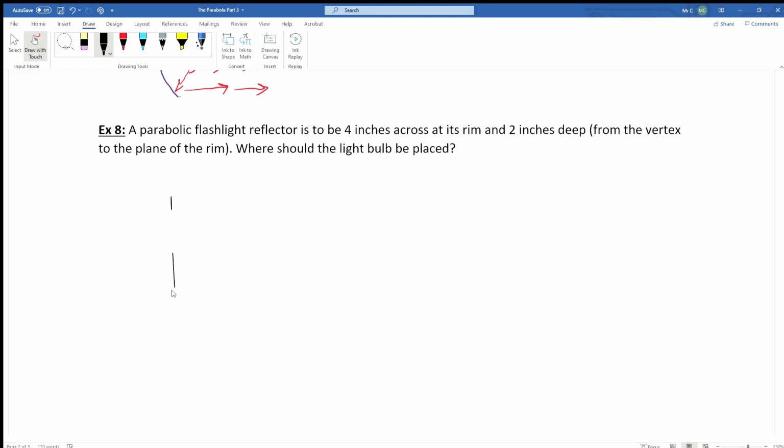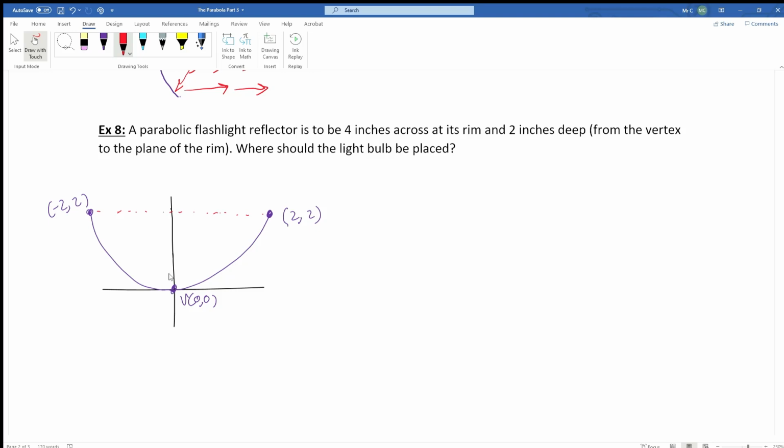So the sensible thing to do here is to make our work as easy as possible and to center or place the vertex at (0, 0), facing up. We'll give ourselves the easiest version of the equation that we can. So it's 4 inches across the rim and 2 inches deep. So that means that at the peak here, this point is going to be (2, 2), and this point is going to be (-2, 2). And that's because the total distance across should be 4, so that's 2 in each direction, and the depth is also 2.